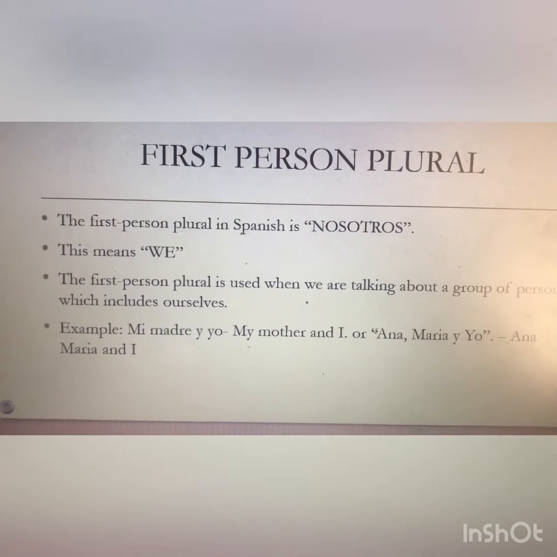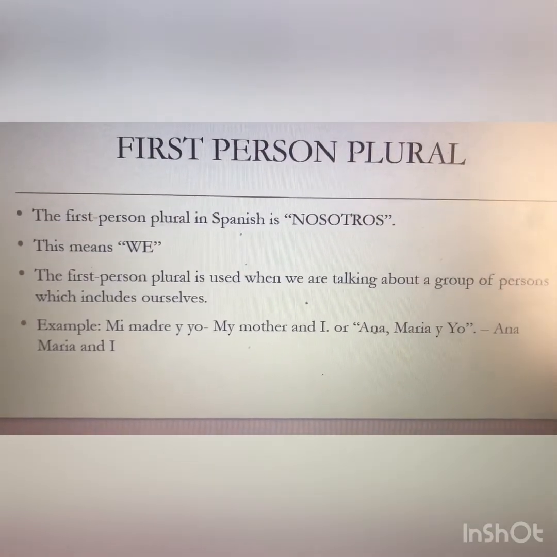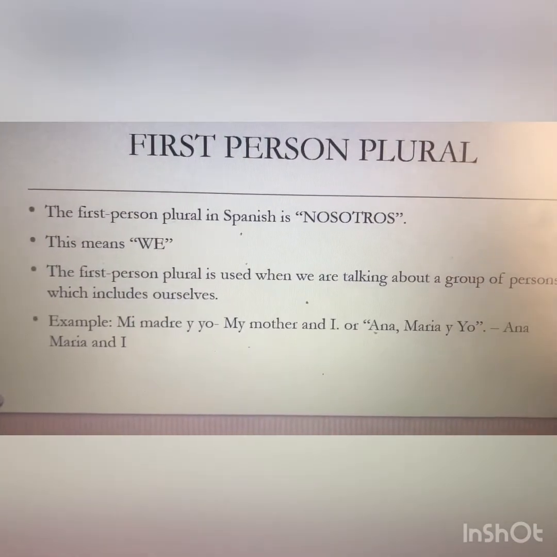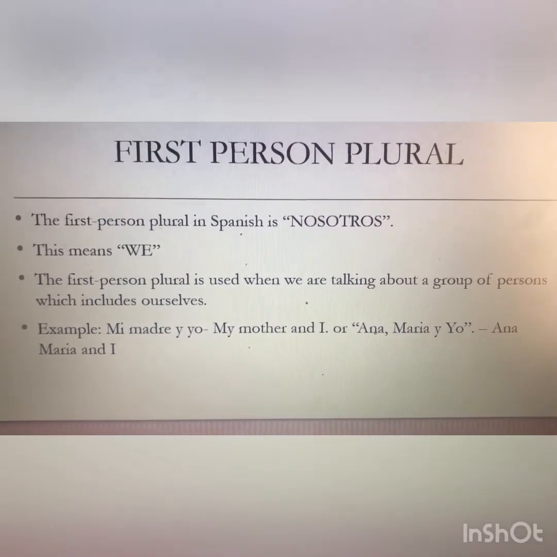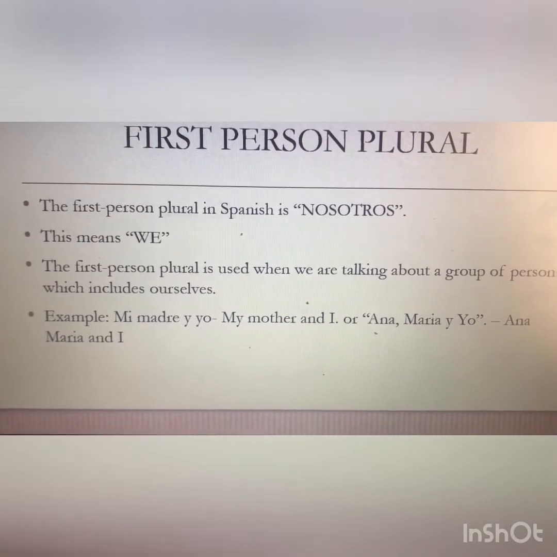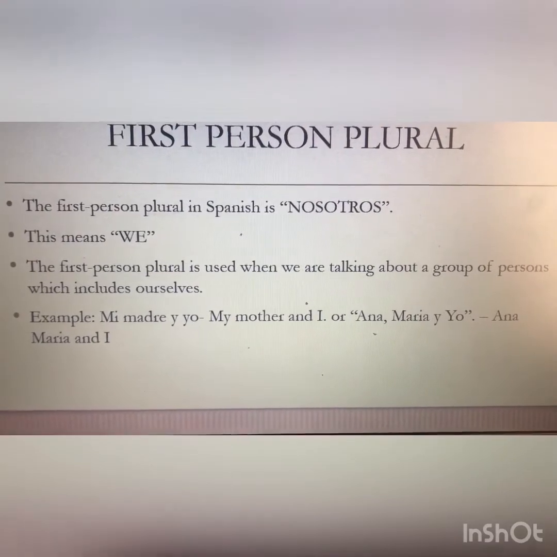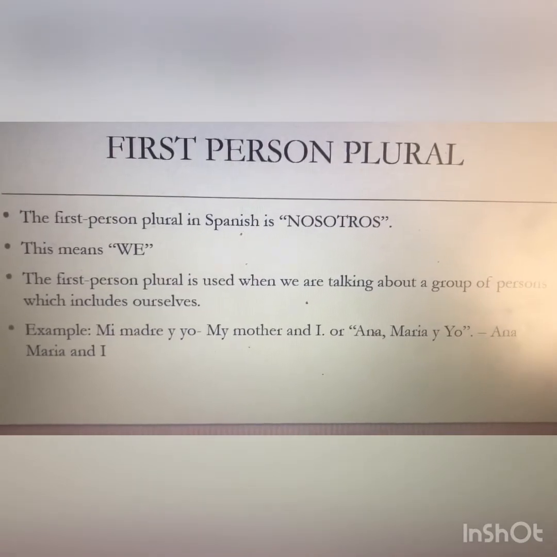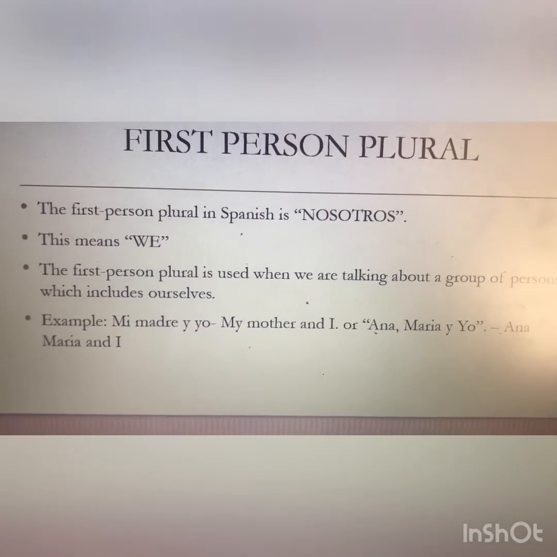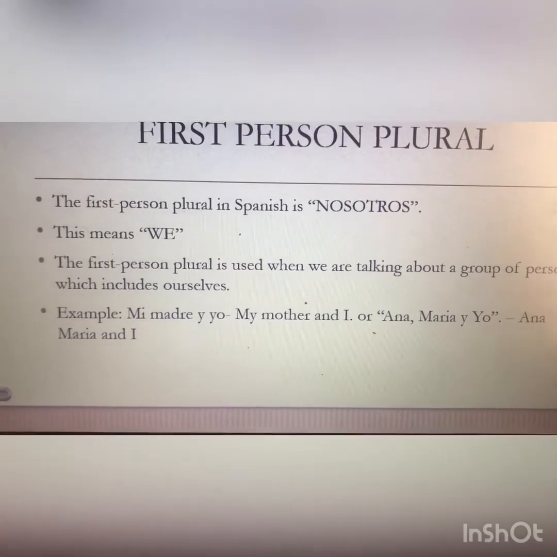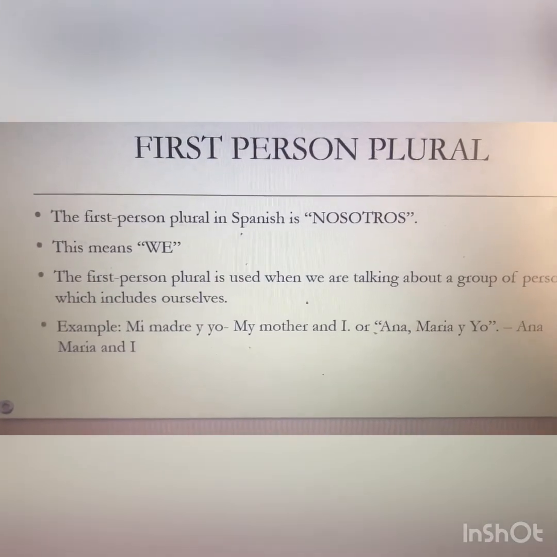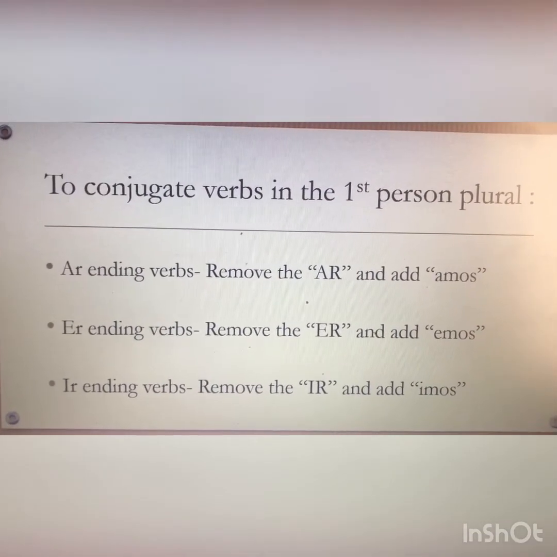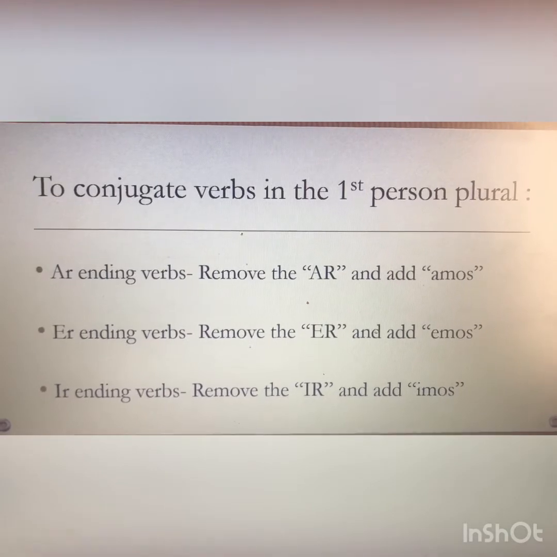Now, the first person plural is used when we are talking about a group of persons which includes ourself. So you might not necessarily see nosotros, but you might see a sentence that says mi mamá y yo, meaning my mother and I. You could also see Ana, Maria y yo, Ana, Maria, and I. So as long as yourself is included in the group, then we would say we or nosotros.